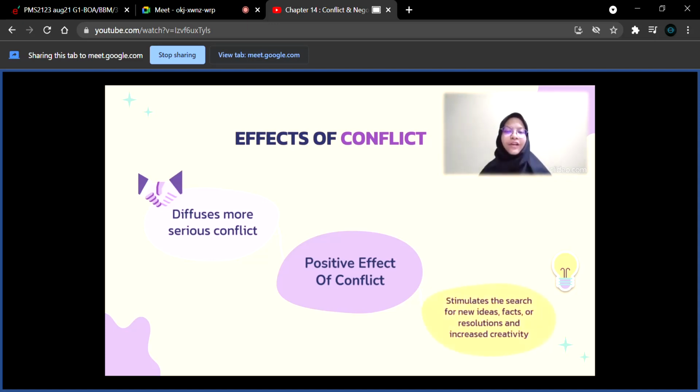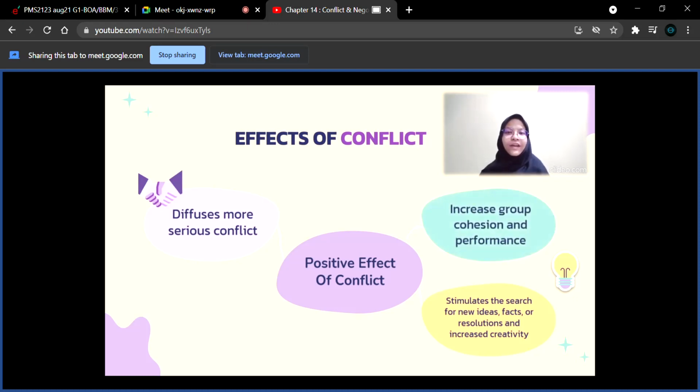The second effect of conflict is stimulating the search for new ideas, facts, or resolution, and increased creativity. When the conflict occurred in the organization, the members can take this as an opportunity to seek creative solutions to resolve problems. This is because conflict can inspire members to brainstorming ideas while examining problems from various perspectives.